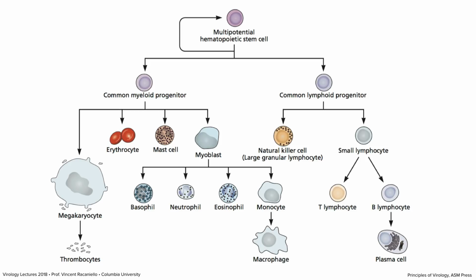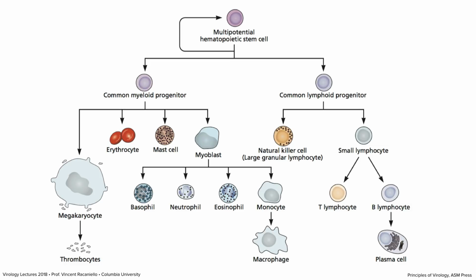cells. In fact, when you have an infection and infected cells are producing cytokines, some of those cytokines go into the bone marrow and stimulate the differentiation of these stem cells to produce the kinds of cells that are needed to leave the bone marrow and fight the infection.